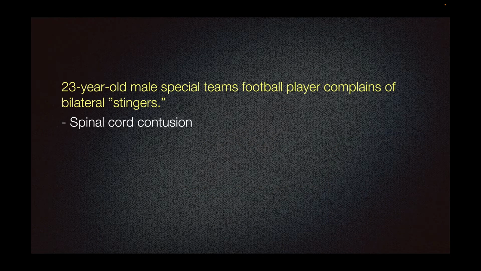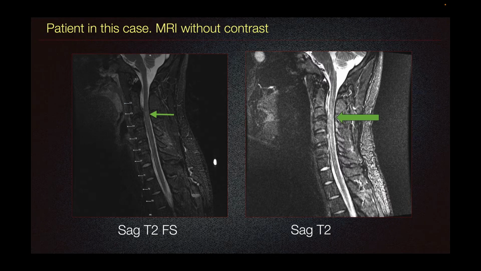A 23-year-old male special teams football player complains of bilateral stingers, with concern for spinal cord contusion. The patient in this case presented with this MRI without contrast. On our sagittal T2 fat set imaging, we can see some focal enlargement with intrinsic T2 signal of the spinal cord, consistent with spinal cord edema.